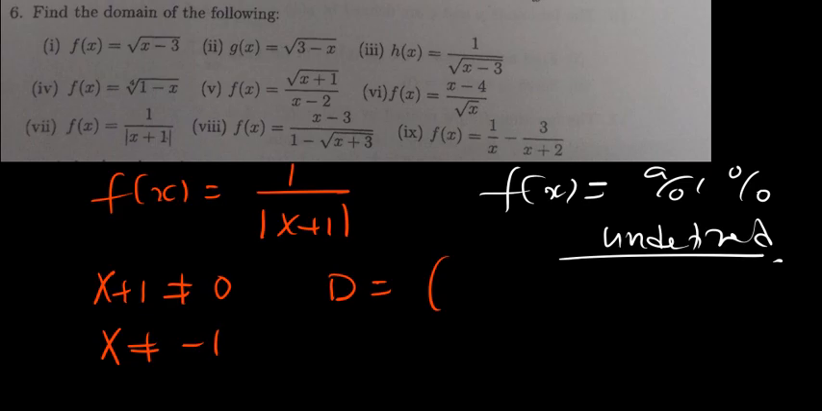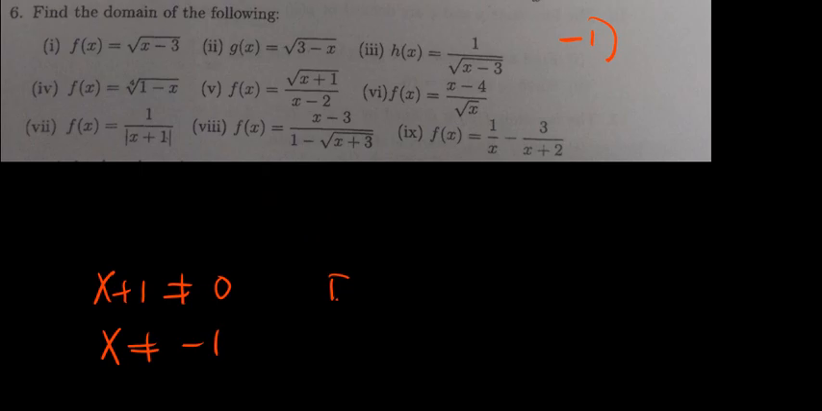So all the numbers can fit except negative 1, meaning I can start from negative infinity all the way to negative 1, negative 1 is not included, union, again starting from negative 1 to positive infinity. So all the numbers except negative 1. That's why where there's negative 1, I have put this, meaning this number is not included. Okay, so that's the domain. So for any rational function, you have to get the denominator and set it not equal to 0.